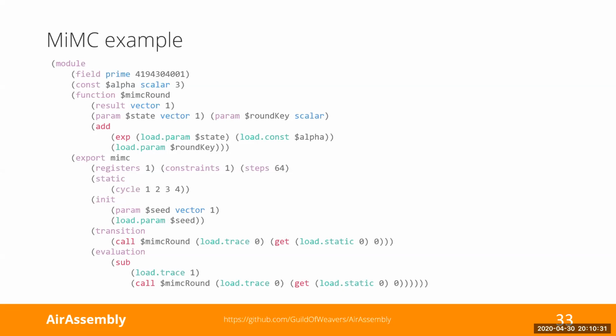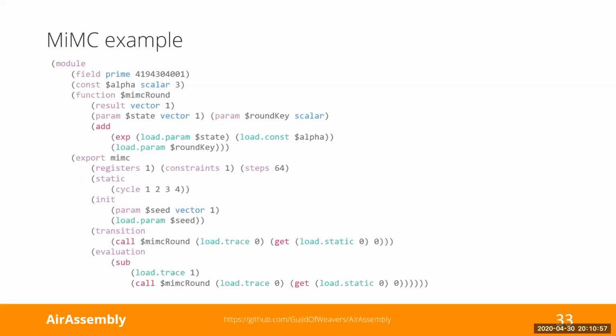MiMC is not difficult to describe, but you can describe a Poseidon hash function or a Rescue hash function using the same approach. And in fact, in the libraries that I have written for GenStark and AirAssembly, there are examples of how you would encode, let's say, a Poseidon hash function, a Rescue hash function, or even a Merkle proof verification in AirAssembly.